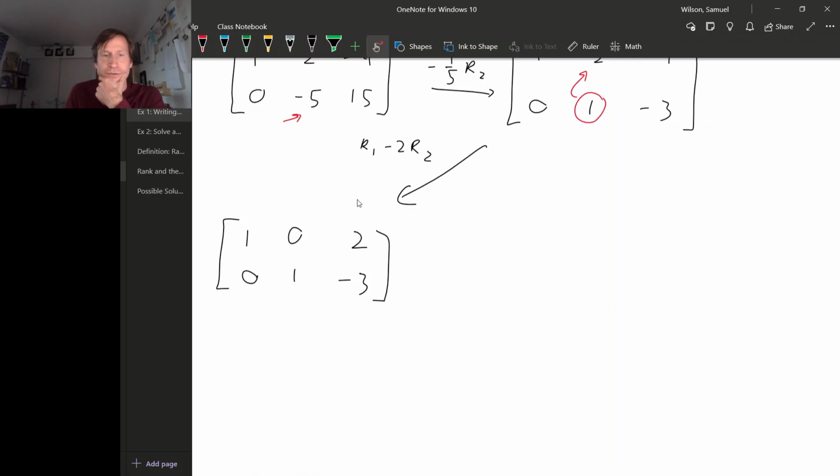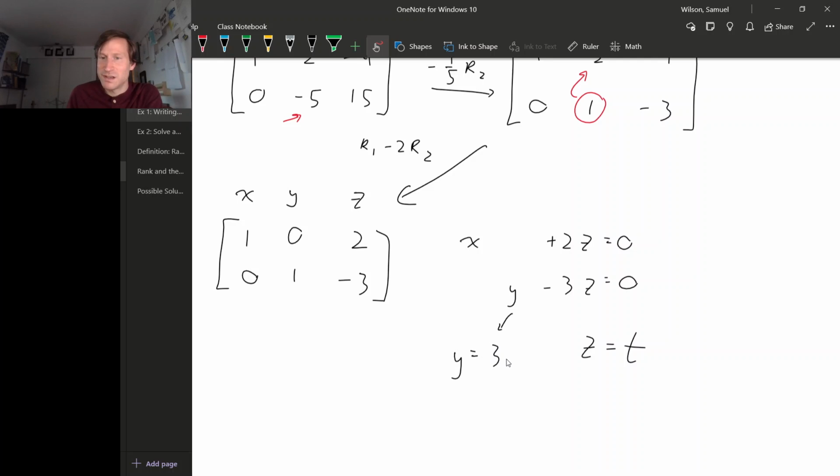Remember, this is the x column, this is the y column, this is the z column. So this corresponds to the system of equations x plus 2z equals 0 and y minus 3z equals 0. So z is a free variable. Usually, rather than using z itself as a parameter, which actually is fine, some people like to have a different variable for a parameter. So we'll say the free variable z is a parameter t, and then we can use this second equation to solve for y. So y is 3 times z, which is 3t, and then we can use this equation to solve for x. So x is -2 times z, but z is t.